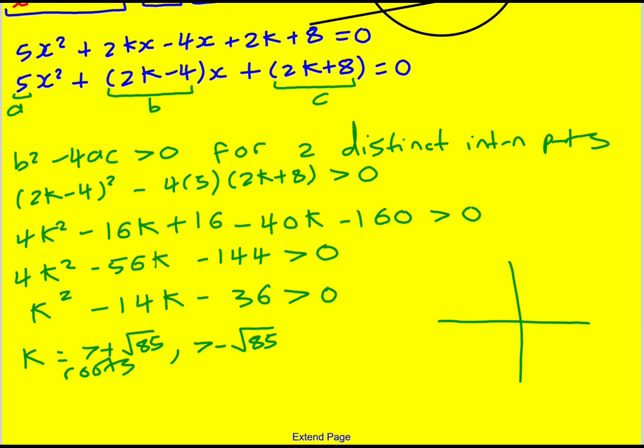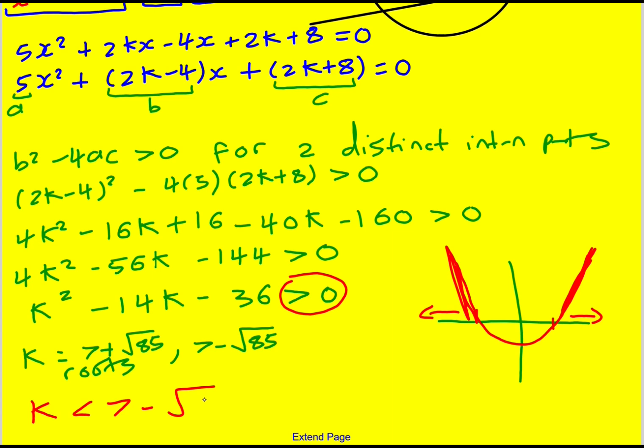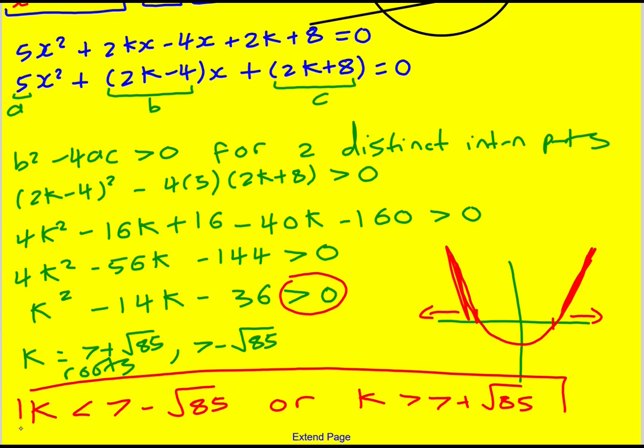Then if I draw a little graph, I think it's going to look something like this. I'm looking for where it's greater than 0, so it's above the axis. It's going to be to the right of the upper value and to the left of the lower value. So therefore, overall k is going to be less than 7 minus root 85, the lower one, or k is greater than 7 plus root 85. This will guarantee two points of intersection with the line y equals 2x minus 1. Well done.